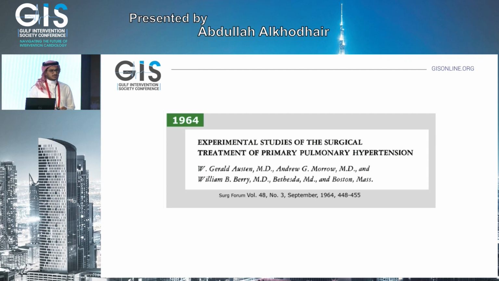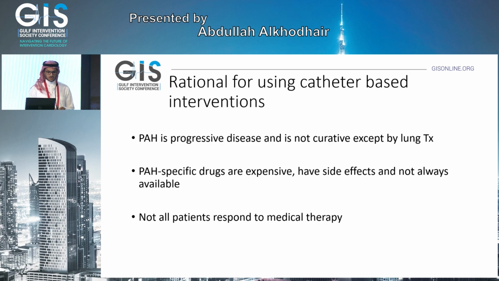Now, when I started preparing for this topic, I thought I was bringing something new, but I realized that people since the 1960s have been thinking about this. So this article here discusses the surgical treatment of primary pulmonary hypertension, as it was called back in the day. So why do we use catheter-based interventions?